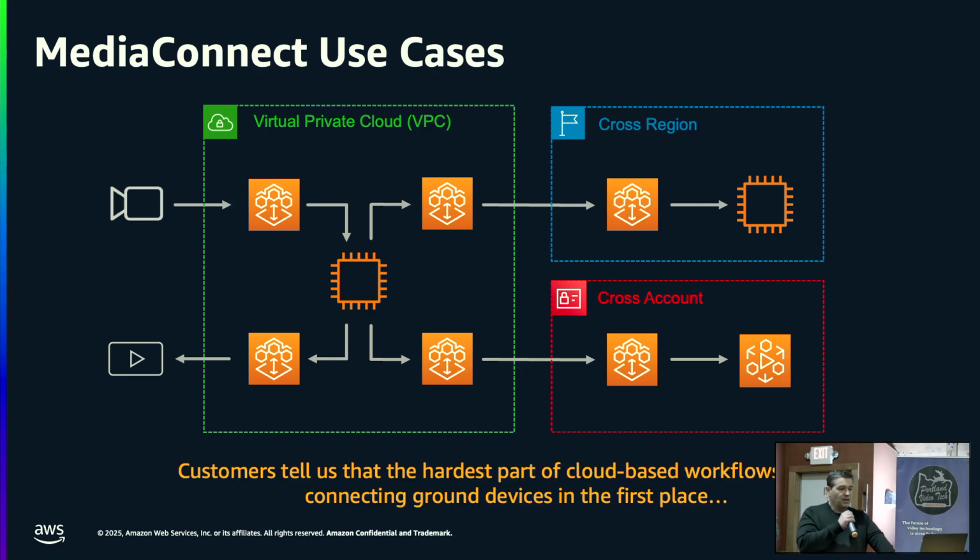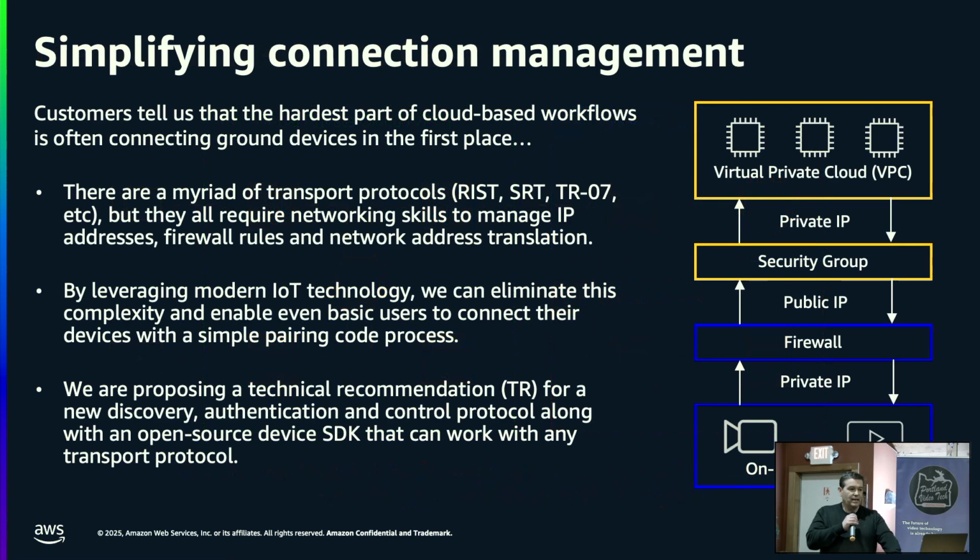And one of the things we commonly hear from customers is that oftentimes the hardest part of this whole workload, which seems pretty complex, right? It's setting up VPCs, sending things cross-region, sending things cross-account. They actually tell us oftentimes the hardest part is the left-hand side of this, connecting ground devices in the first place. So why is that, right?